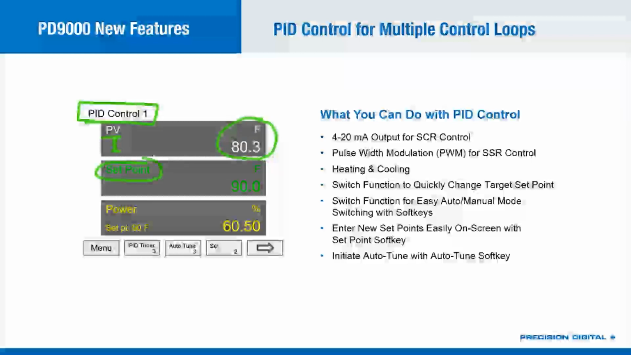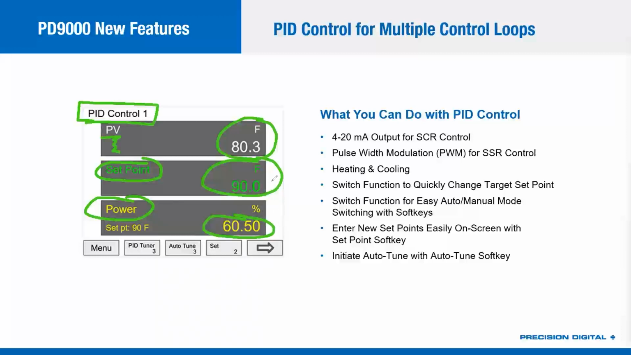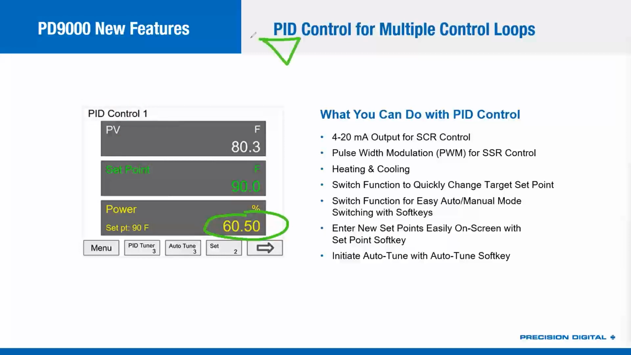Then you've got your set point. That's the level at which I want to control my temperature. So I'm currently at 80, but I want it to be 90. And so my power, the percent that my outputs are being driven, is currently at 60.5%, which I think is going to bring me up to that 90. And most likely that 60 is going to go down a little bit before I hit 90. Now, how does it know that I need to be at 60%? Well, that's what the proportional integral derivative algorithm is all about. That's what's going to calculate the power needed to get exactly to that set point.